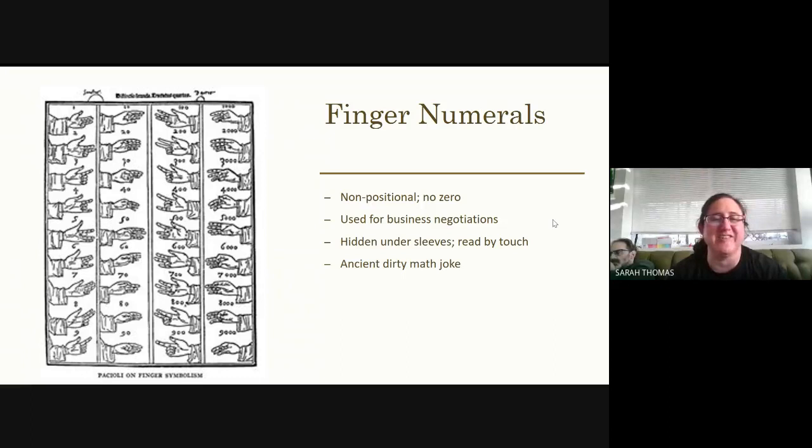And this is where we get this ancient dirty math joke. I know you all came here just for the ancient dirty math joke. So here's how it goes. They would say that so-and-so had left for the market with 90 and came home with 30. And I'll let you take a minute to look at the finger numerals and you tell me what it means. So yes, there were gay people and dirty jokes back in the day.